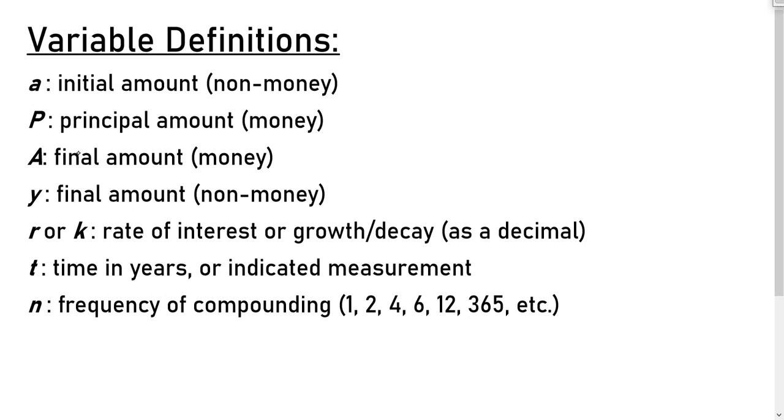Also, if we're dealing with money problems, capital A is the final amount, or the account balance at the end. If we're dealing with non-money problems, then we just use a generic Y, because it's a function, so Y equals kind of makes sense. R or K represent the rate of interest or of growth or decay. With growth and decay, growth is positive, decay is negative, but we always have to express that as a decimal.